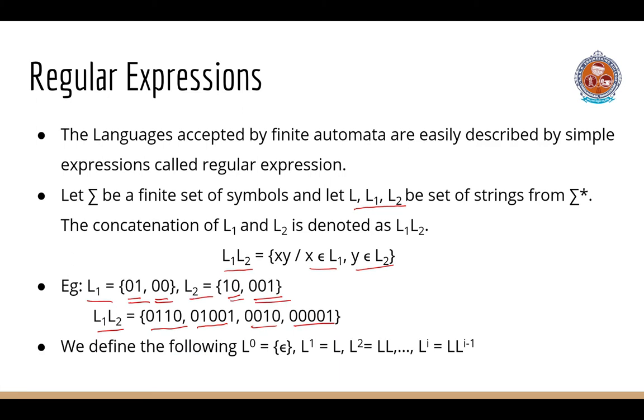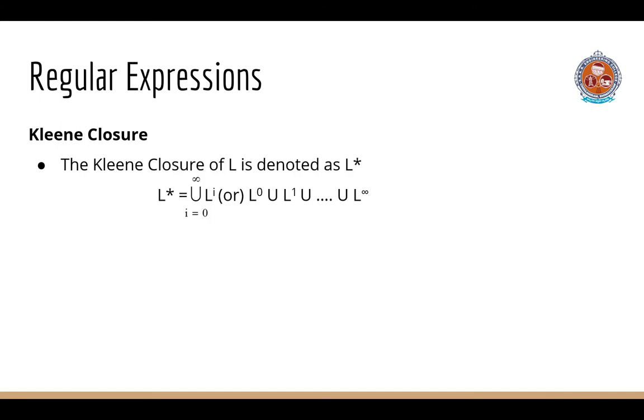We define L power 0 is equal to epsilon, L power 1 is equal to L, and L power 2 is equal to L concatenation L, and so on. L power I is equal to L concatenation L power I minus 1. Kleene closure. A Kleene closure of L is denoted as L star. So L star is nothing but union of I is equal to 0 to infinity L power I, or it is represented as L power 0 union L power 1 union L power 2 union, so on up to L power infinity.